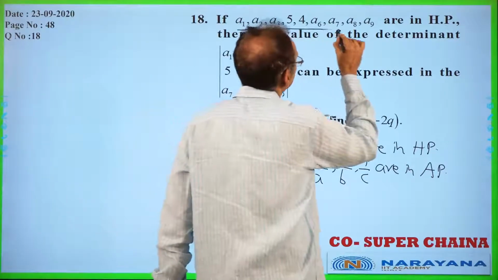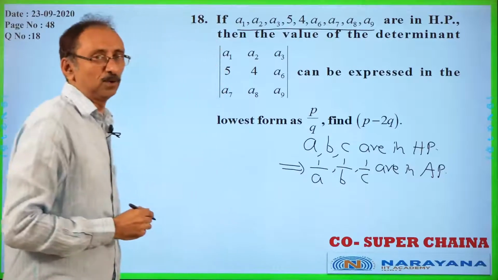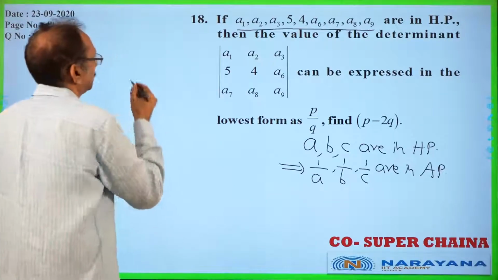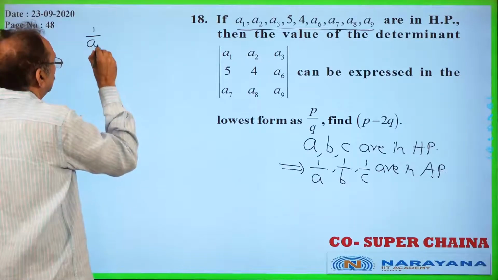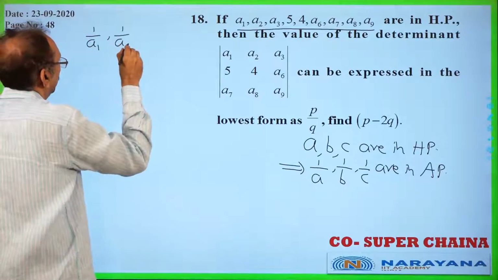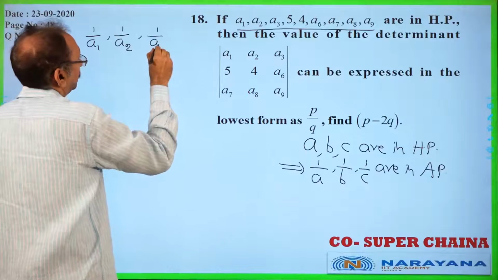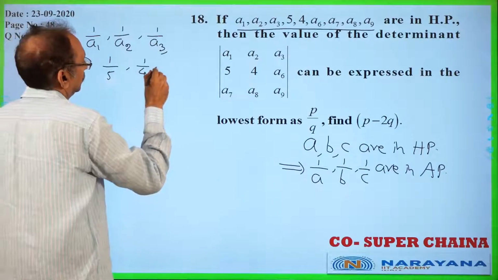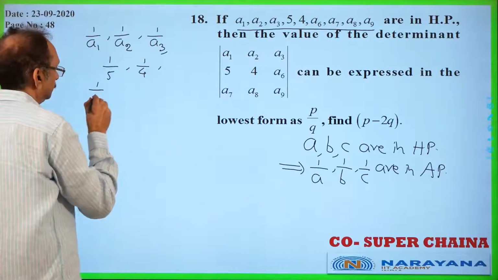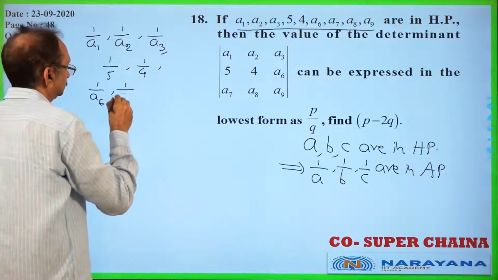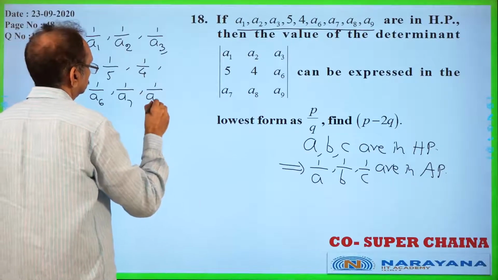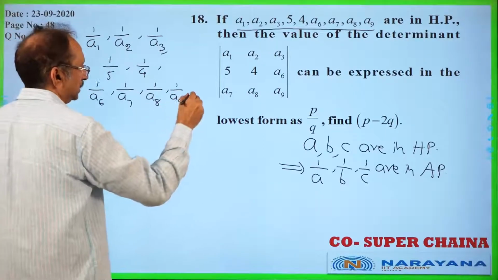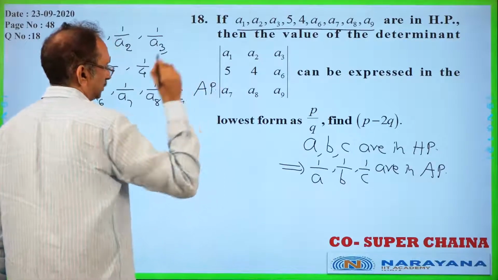Therefore, these numbers are in harmonic progression, then their reciprocals are in arithmetic progression. So what are the reciprocals? I will write 1 by A1, 1 by A2, 1 by A3, 1 by 5, 1 by 4, 1 by A6, so all these numbers are in AP, they are in arithmetic progression.